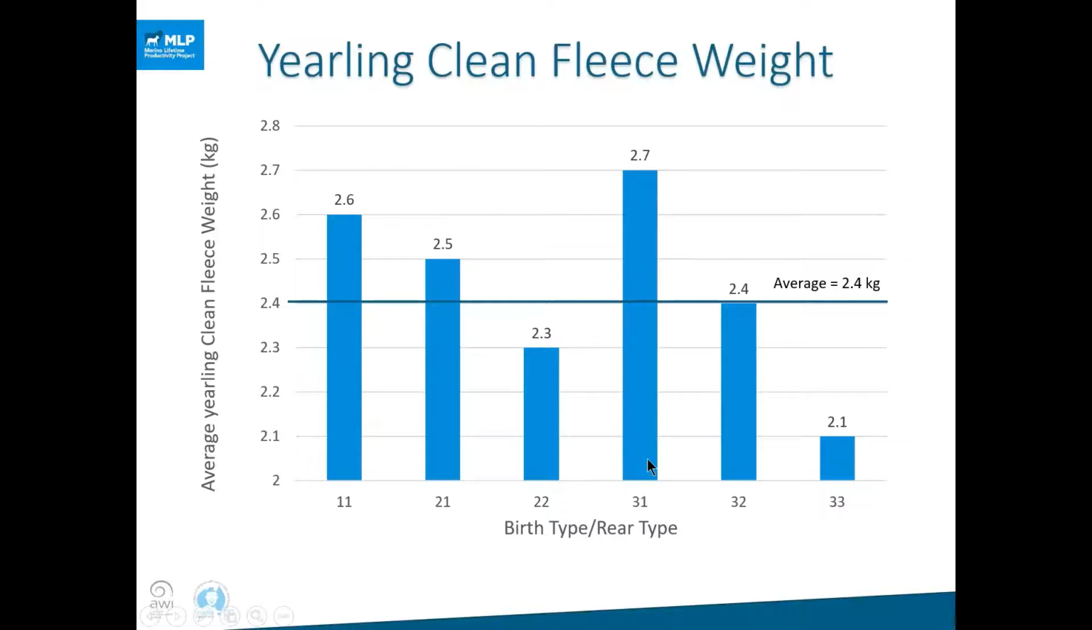Remember, these animals have come from an AI program. And so a sheep born a twin could have superior genes for clean fleece weight, but we can't see this because they just happen to be born a twin. So some of these sires in the MLP just happen to have more multiples than others, and we really shouldn't be discounting their genetics by not accounting for this.